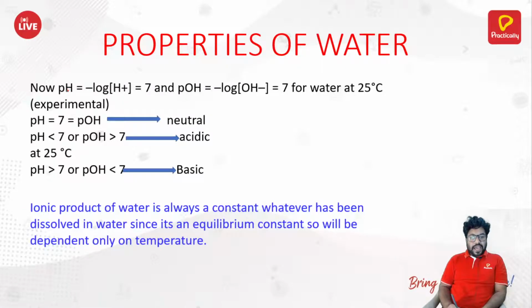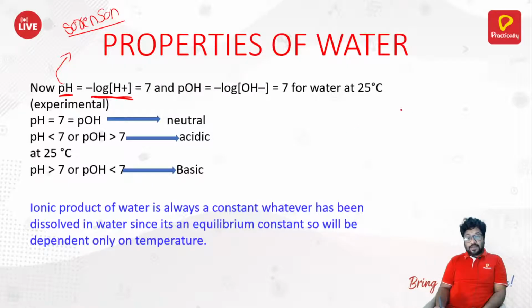So pH was a term developed by Sorensen. It's the name of a scientist. So what did he say? pH is equal to the negative logarithm of H plus ion concentration. Whatever H plus ion concentration you have, if you take the negative logarithm of that concentration, you will get the pH.